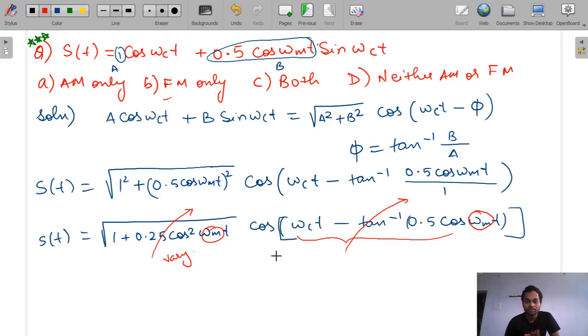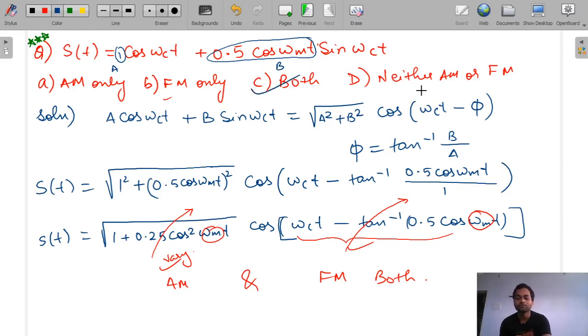It might be PM also. So here this is an AM signal because this is varying, and this is an FM signal. So AM and FM both will be the answer. So option C is the correct option. So whoever gave option C, that is absolutely correct.